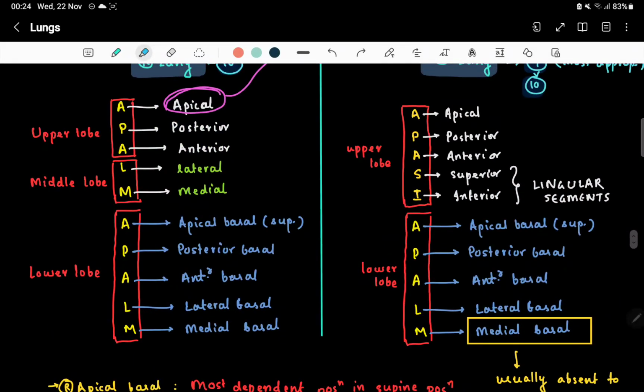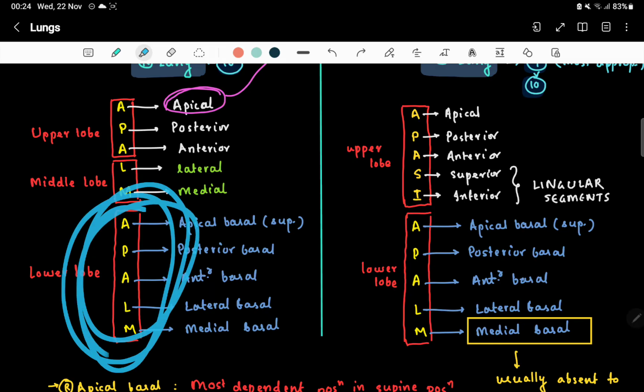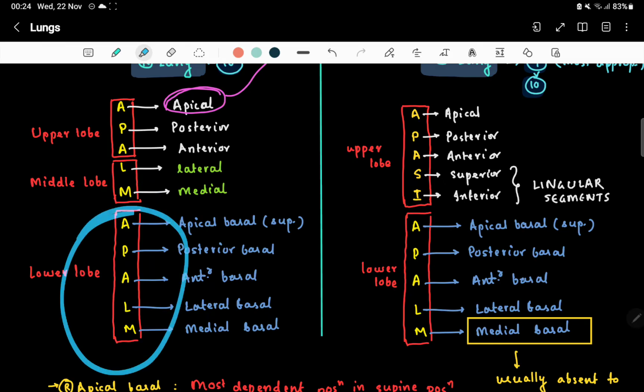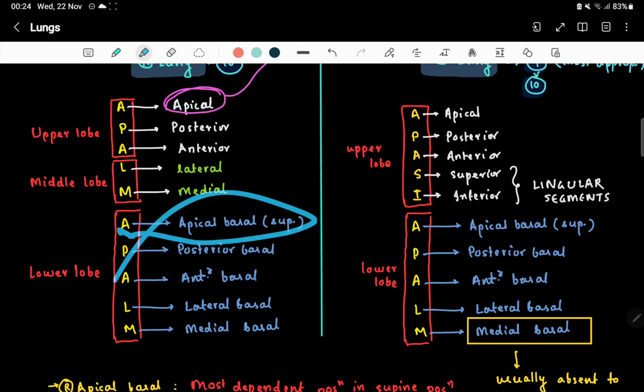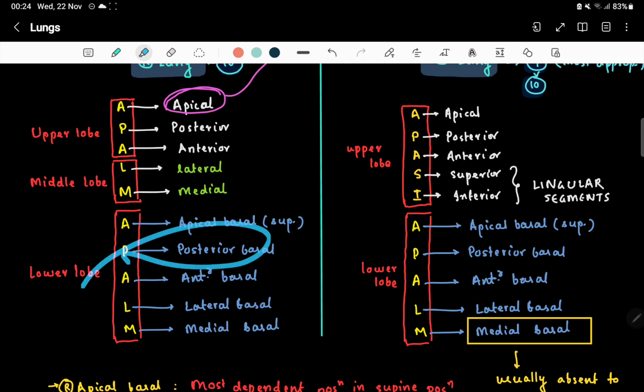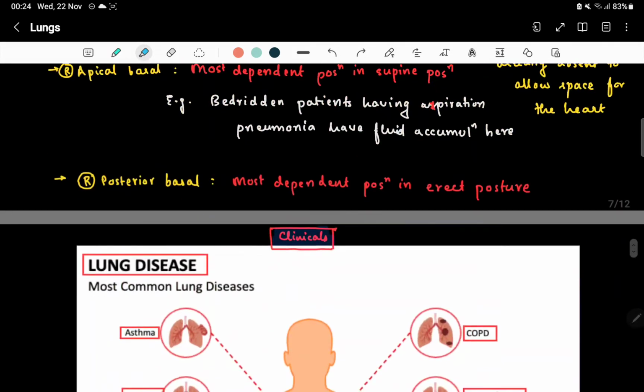Talking about the middle lobe, it has LM segments, that's the lateral and the medial. The lower lobe has APALM segments, just remember APALM. So we had upper lobe APA, then LM, and lower lobe APALM, combinedly APALM. Here A is the apical basal segment, P is the posterior basal segment. The apical basal is the most dependent part in a supine position, and the posterior basal segment is the most dependent part in the erect position.